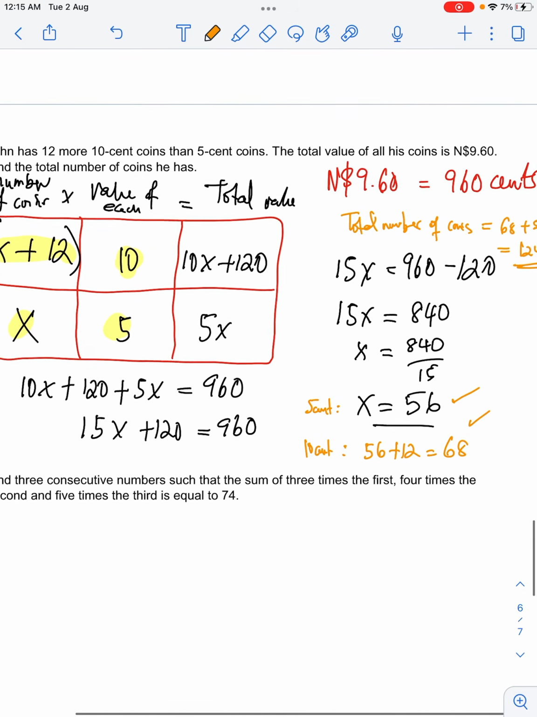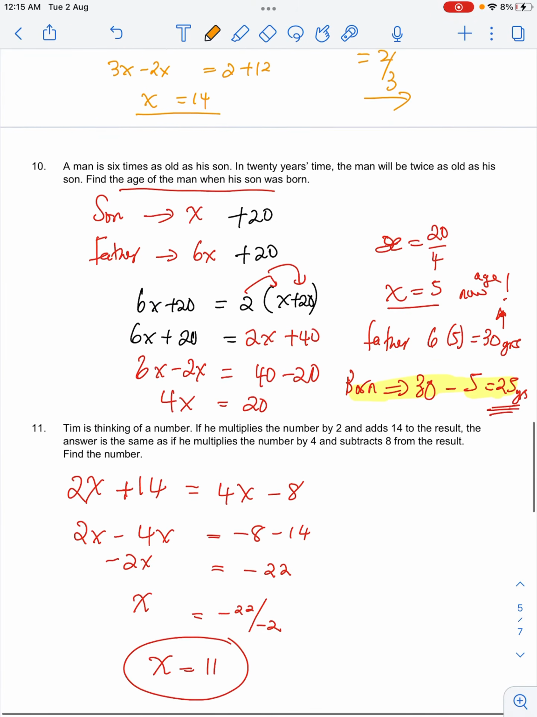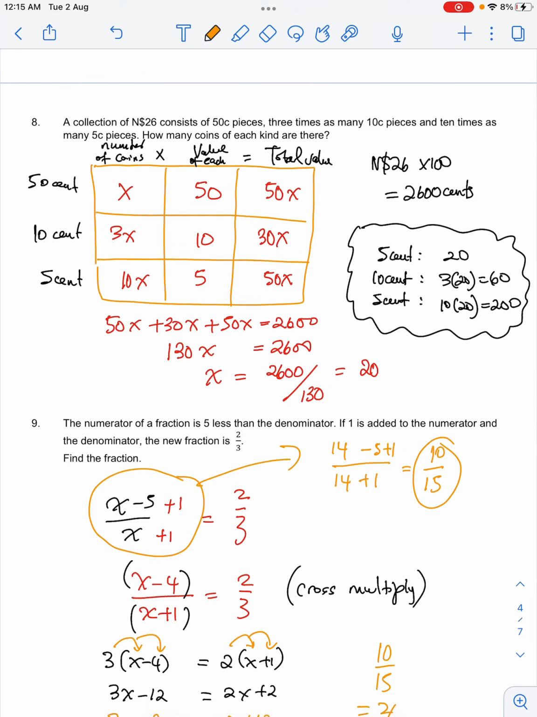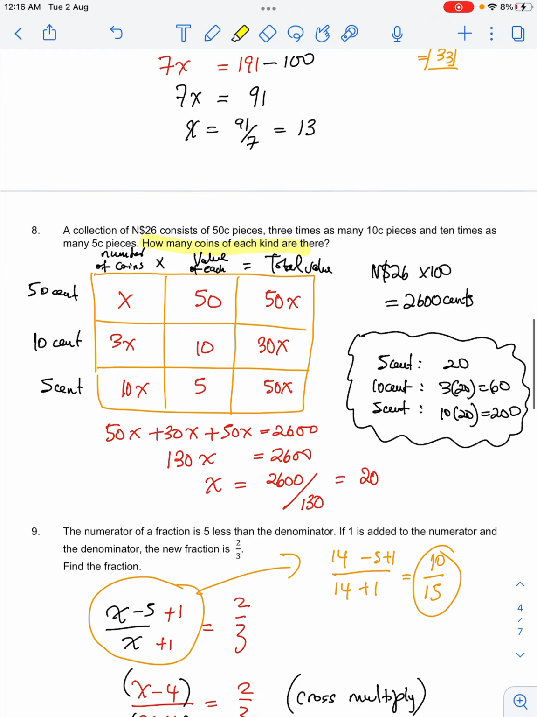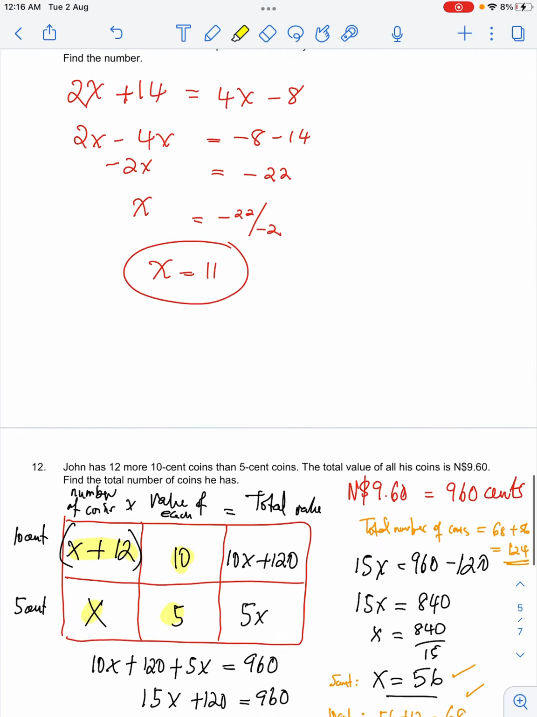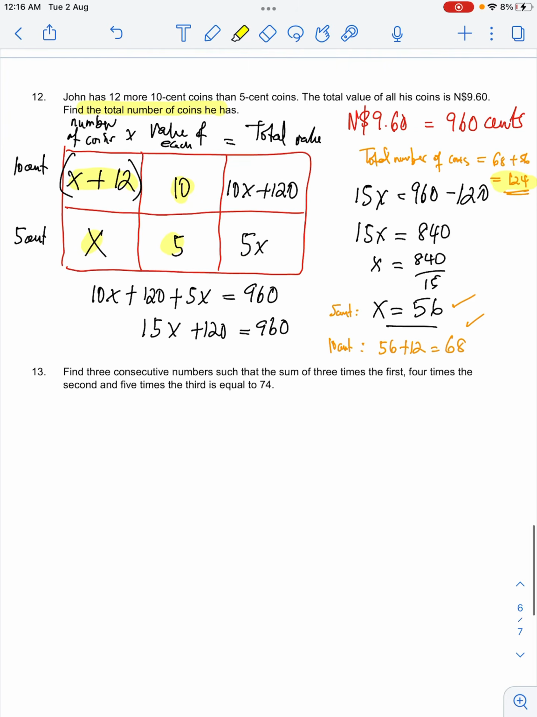It asks you the total number of coins he has. If I go back to a previous one, that question was asking how many coins of each kind are there. Also, if I go back, how many coins of each denomination does he have? But this question here asks you the total number of coins, which is 124 coins. That is 10-cent coins as well as 5-cent coins.